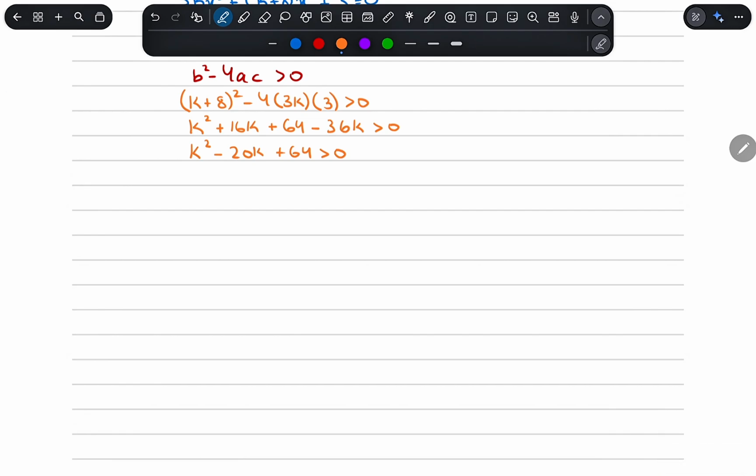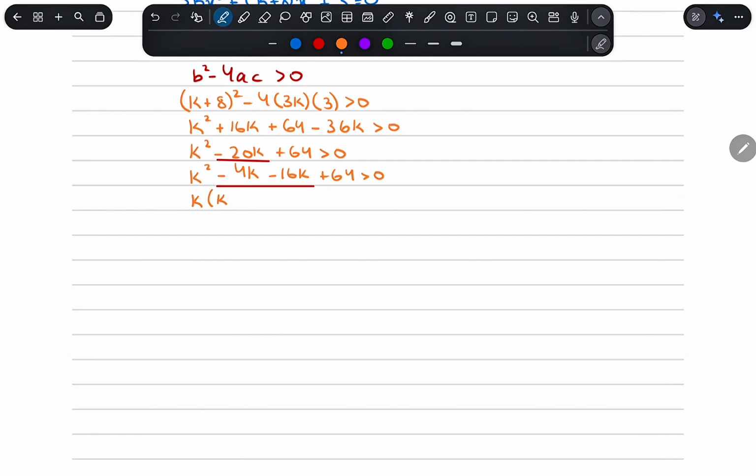For the factors of 64, we can try 4 times 16, I believe. So k square minus 4k minus 16k plus 64 equals 0. 4 16s are 64, yes, and adding these together will give us minus 20k. So it checks out.